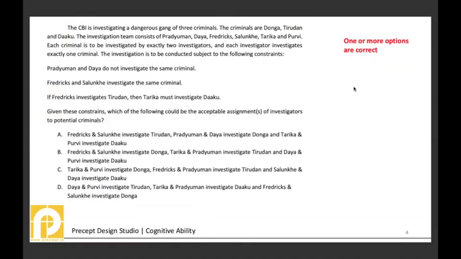CBI is investigating a dangerous gang of 3 criminals. The criminals are Donga, Tridun, and Daku. The investigation team consists of Pradyuman, Daya, Frederick, Salunke, Tarika, and Purvi. Each criminal is to be investigated by exactly 2 investigators, and each investigator investigates exactly 1 criminal. The investigation is to be conducted subject to all these 3 constraints being met.